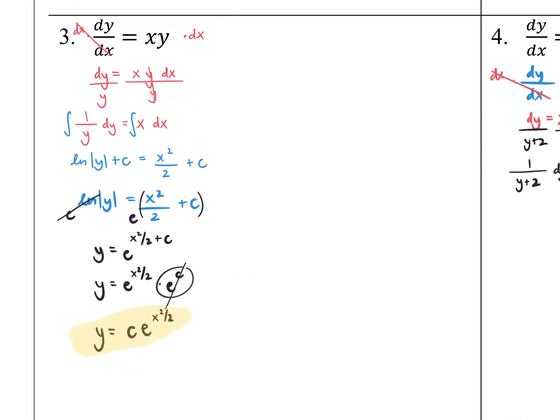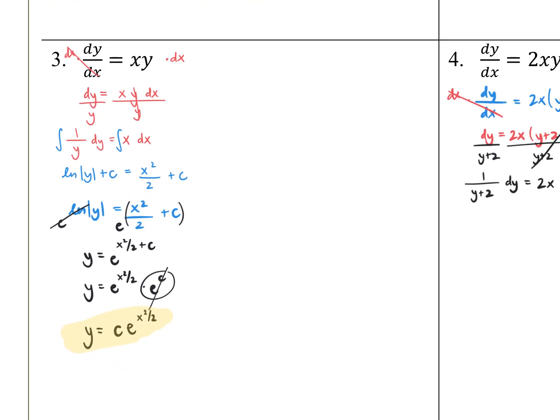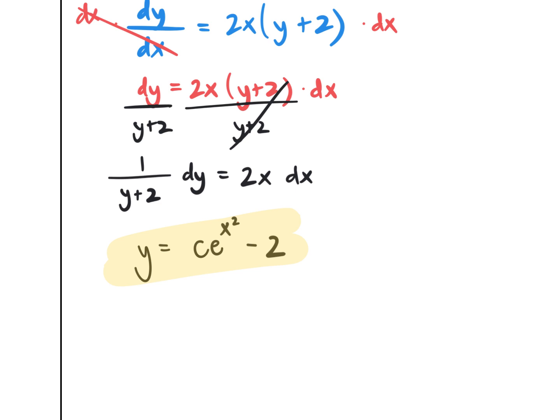All right, number 4 is almost identical to this, except it's just slightly different. So I'm going to let you guys try out number 4 real quick, and then I will put the answer up here, and then you guys will have work time. All right, we should have gotten c e to the x squared minus 2. Yes? Yes. Wonderful.